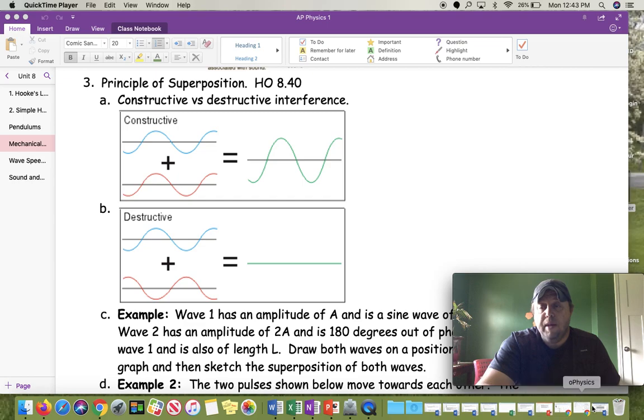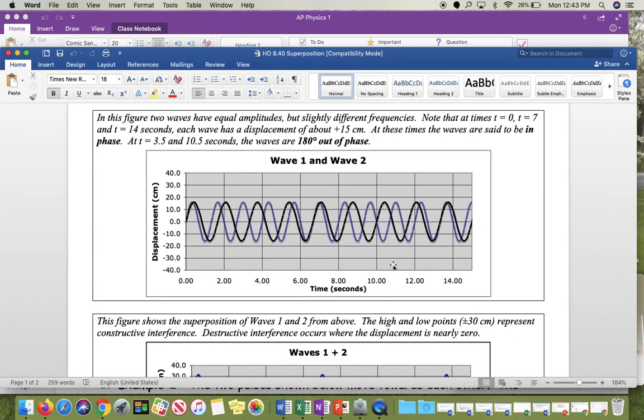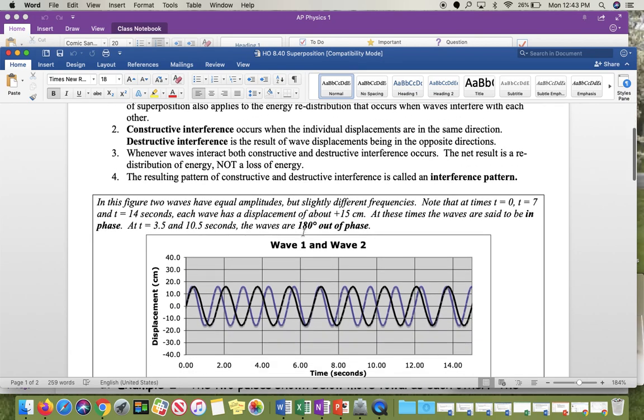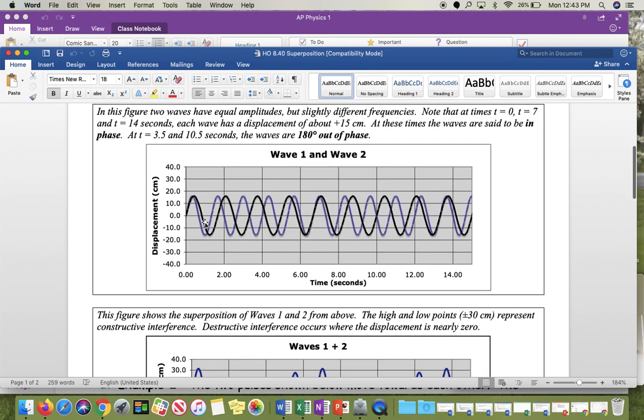Okay, so I'm going to open up 840 here real quick. I would take a few minutes to read through this. It defines the principle of superposition and talks about constructive and destructive interference. But I wanted to look at this waveform here and go through what's going on. Basically, what we have here are two waves with equal amplitude, but the frequencies of the two waves are slightly off. If we notice right here at about 6.5 to 7 seconds, the two waveforms are perfectly in phase with one another.